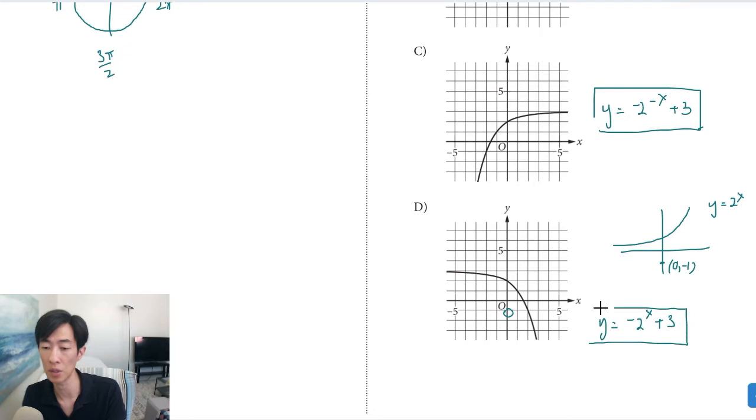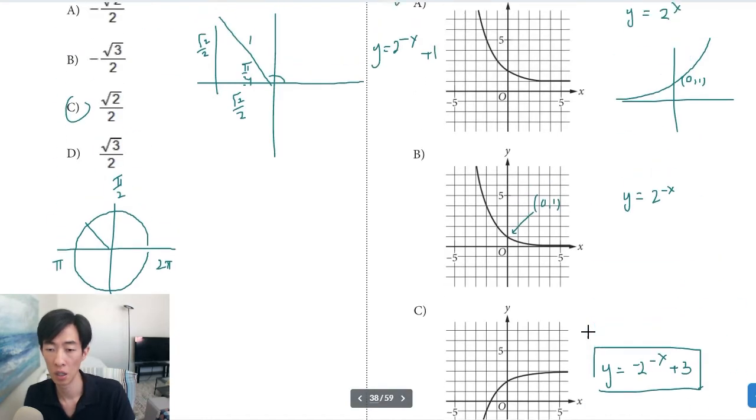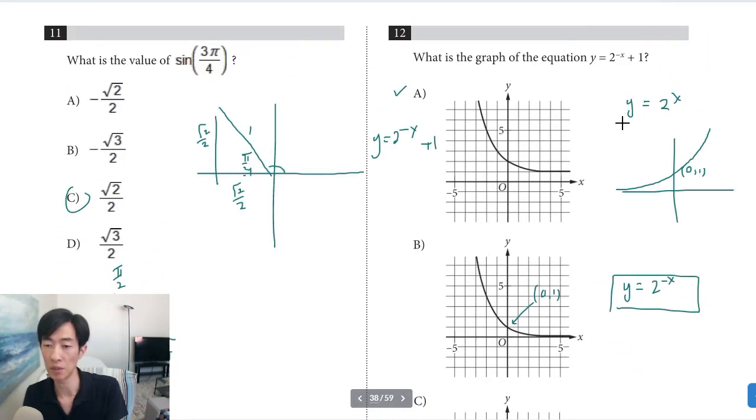So I took the time to go through that because this is a good problem. And basically choice A is going to be the answer. What you should memorize is this basic form of the graph, y equals 2 to the x.